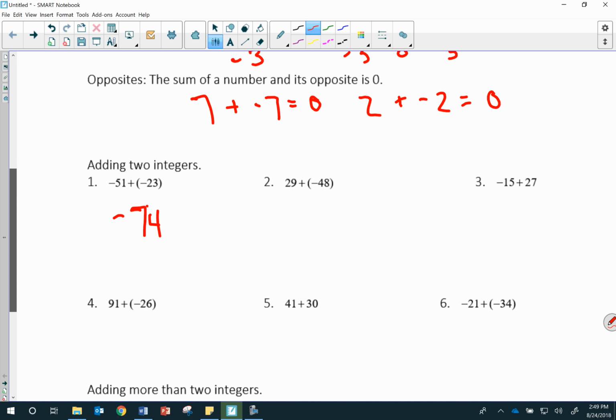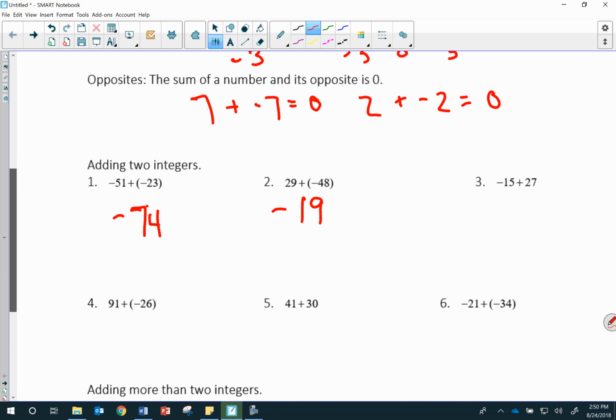Number 2, we have +29 plus -48. Our signs are different, so we're going to subtract 29 from 48 to get 19. And we're going to take the sign of the greater absolute value, which in this case is 48. Our answer would be -19.